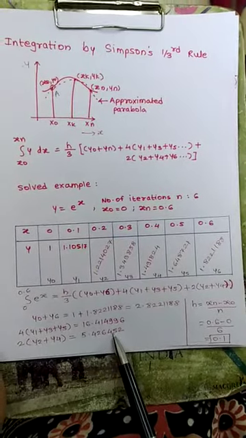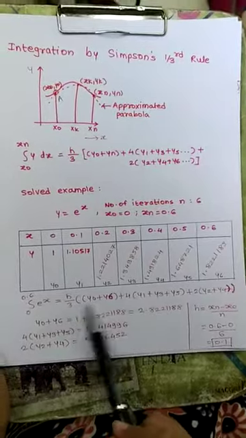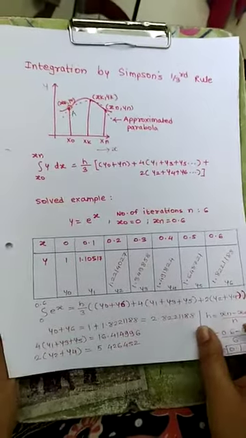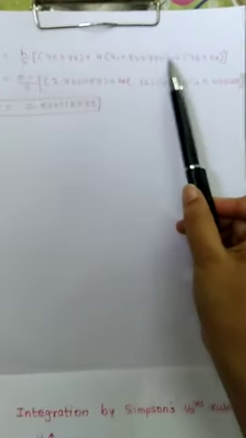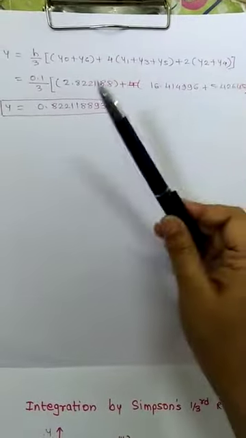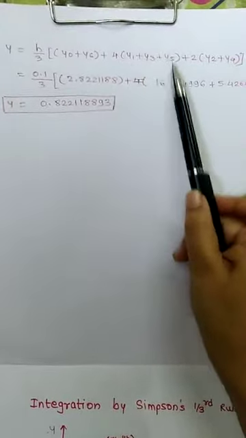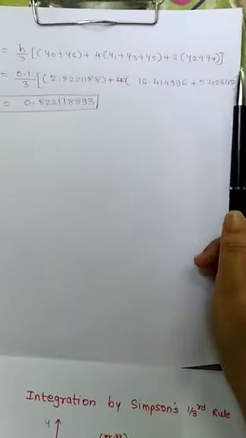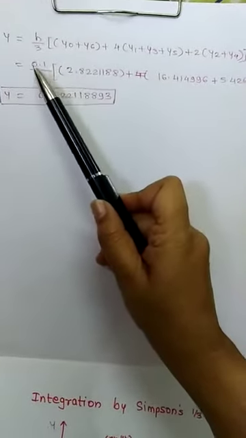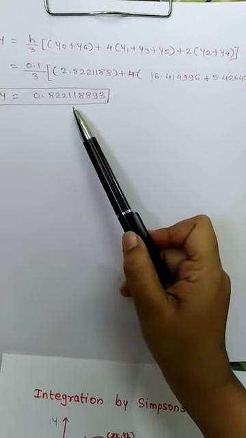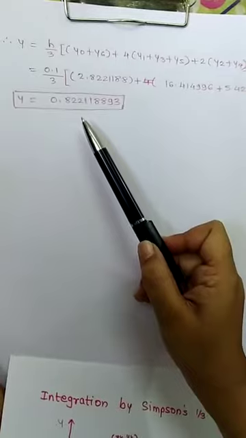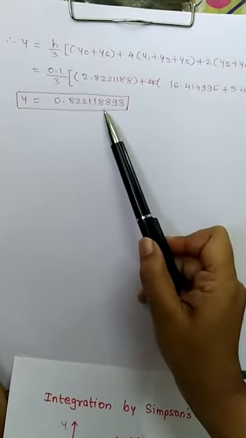Right? Now you have to place all these values in the formula. So we have y equal to h by 3, y0 plus y6 plus 4 times y1 plus y3 plus y5 plus 2 times y2 plus y4. We have already calculated the 4 times term and the 2 times term as well. So you just add these three together and multiply with h, 0.1 upon 3, and you will get the integration of the function e raised to x with the limits 0 to 0.6 as 0.82211889. Now all of you solve this numerical.